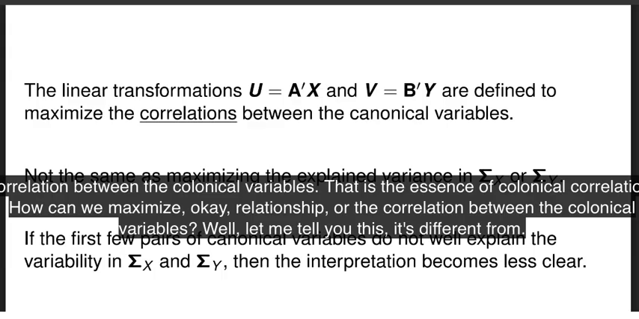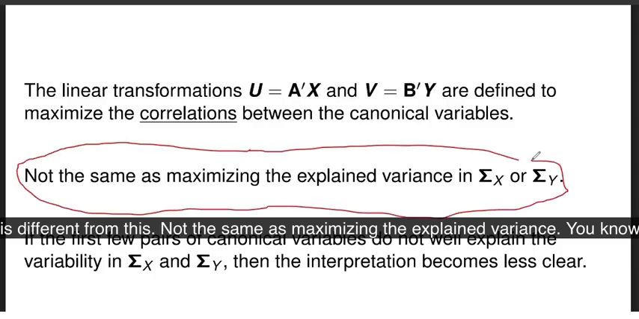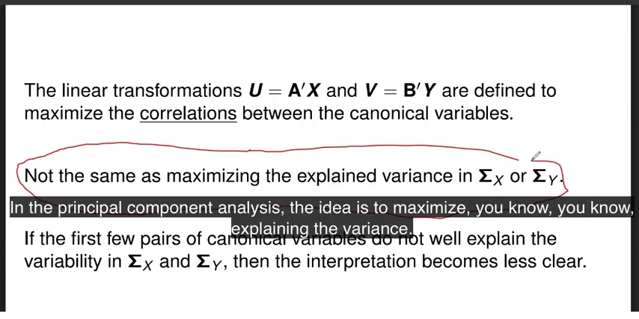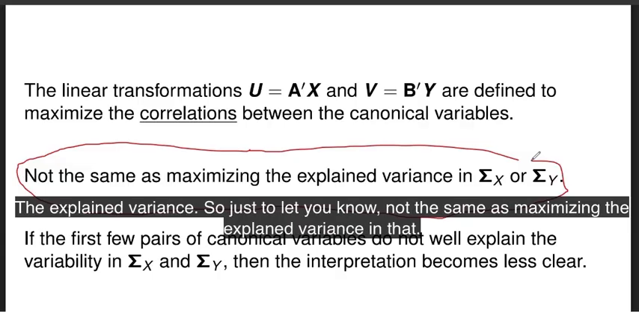But let me tell you this, it's different from this. It is not the same as maximizing the explained variance. You know, in principal component analysis, the idea is to maximize the explained variance. It's about variance maximization. That's principal component analysis. But this is not maximizing that; it is only maximizing the relationship, the correlation. Maximizing relationship is different from maximizing the explained variance. So just to let you know, it is not the same as maximizing the explained variance.